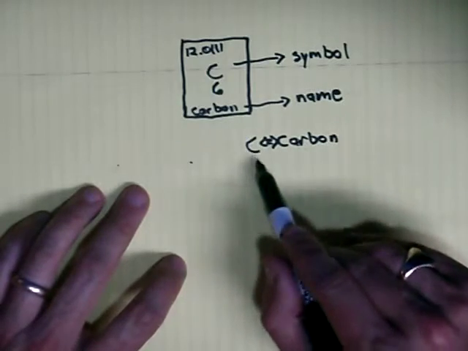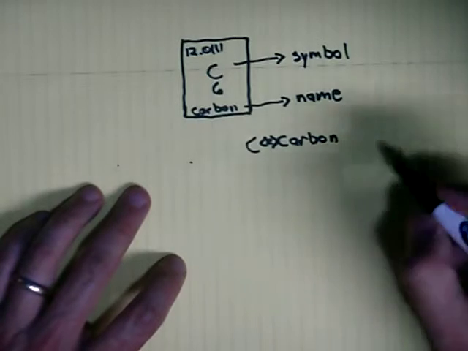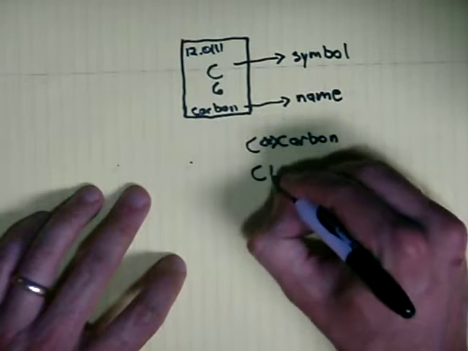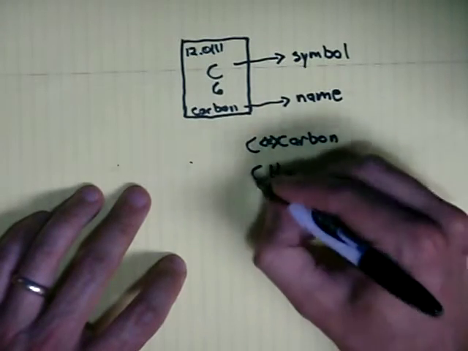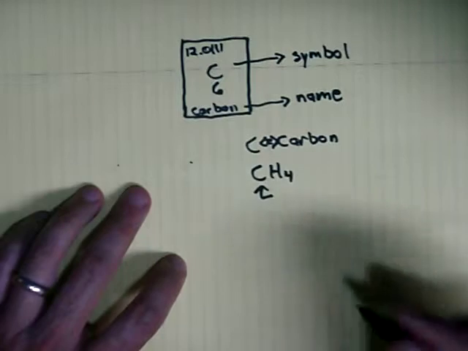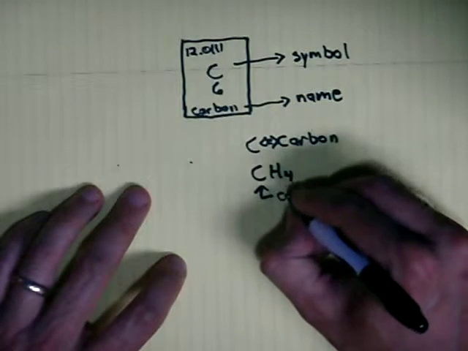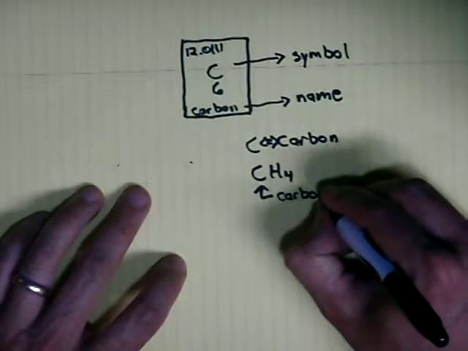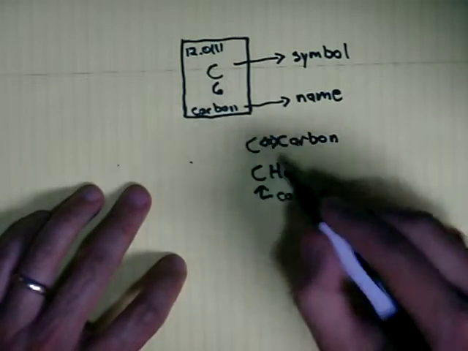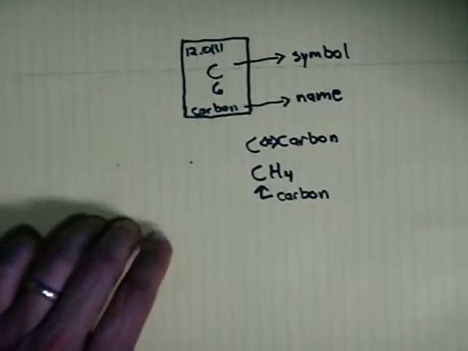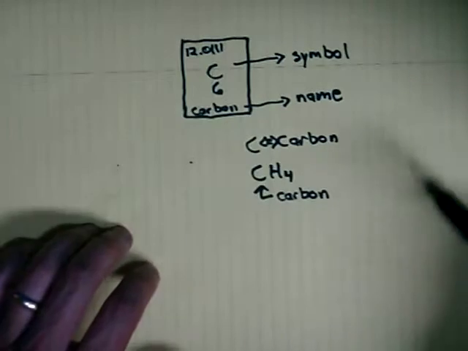Or if we see C as part of a chemical formula, like methane, CH4, that C tells us that there's a carbon there. And remember, since there's no number, that means we've got one of them. So, symbol and name, right there.